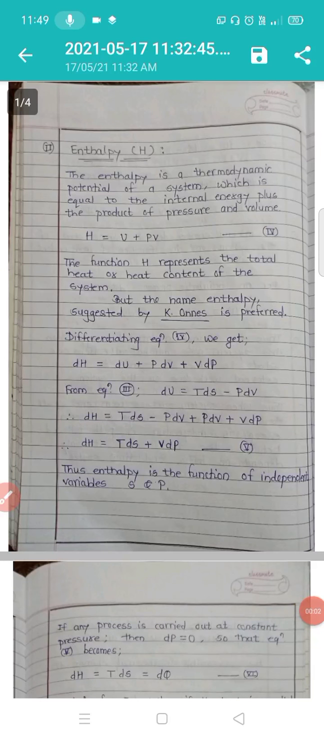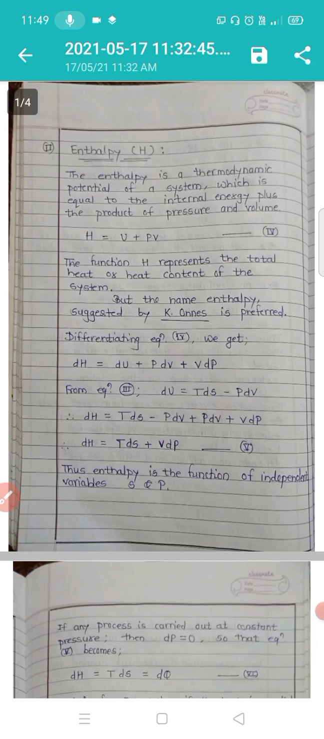Hello students, in the last class we studied the introductory part on thermodynamic potentials and one of them, internal energy. Today we learn the remaining three thermodynamic potentials, namely enthalpy, Helmholtz function and Gibbs free energy. These are the three important thermodynamic potentials. We can see them one by one.